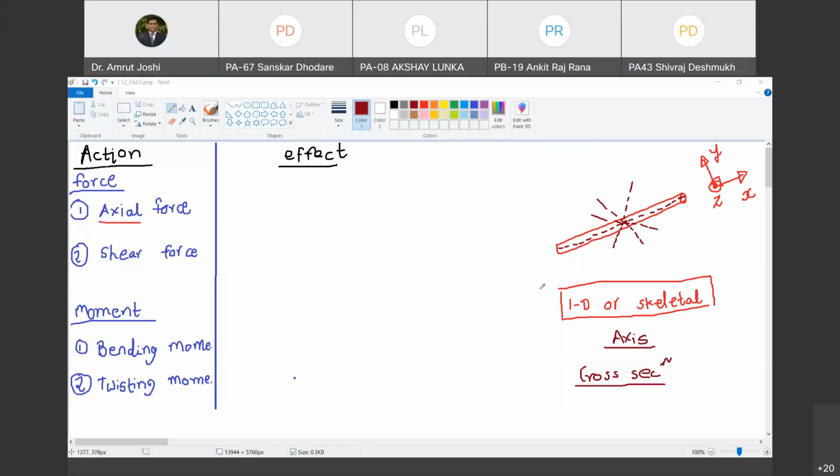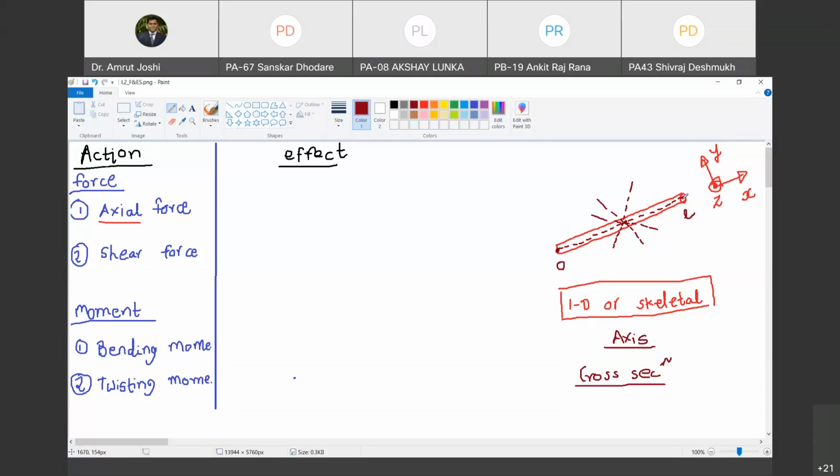Okay, so now I will stop the video. Let us go back to the screen. Now tell me, how many cross sections can a 1D or skeletal member have? How many cross sections can we take? Yes, go ahead, Shivraj. Infinite, because I can take a section anywhere in between. Let us say this is the origin, so x equal to 0 to x equal to L. In x equal to 0 to L, I can take an infinite number of sections across the length, and therefore ideally a 1D or skeletal member will have infinite cross sections. Do you agree with me? Yes, sir.